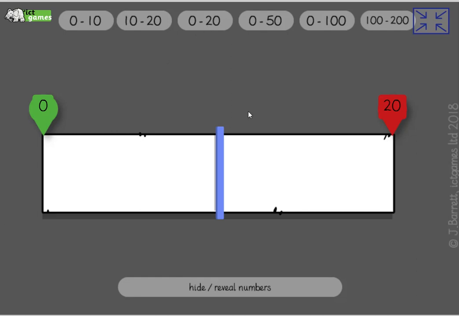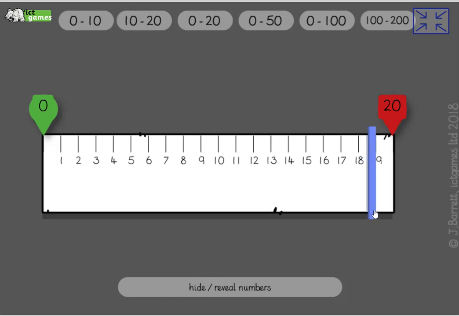Now we've got 0 here and 20 here. Where would 19 be? I'm just going to put it out of the way. Where would 19 be? Point to the screen. That's right, should be somewhere over here. Oh, I got it wrong. Sorry about that. Okay, now let's try another one.